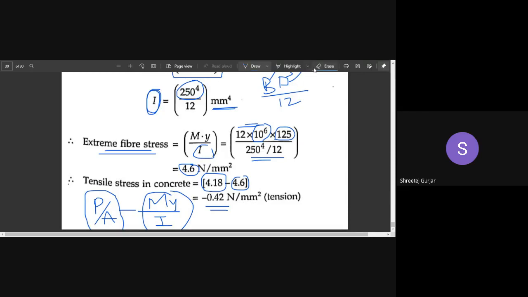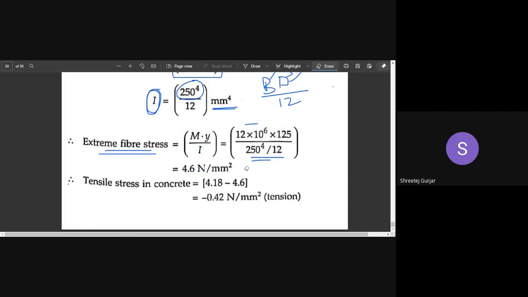So you can observe it is minus. Minus meaning it is tensile. Right. So we have calculated the tensile stress in concrete, because the tensile stress will occur where? At the extreme fiber at the bottom. So it experiences tensile stress of how much? Minus 0.42 Newton per mm squared.